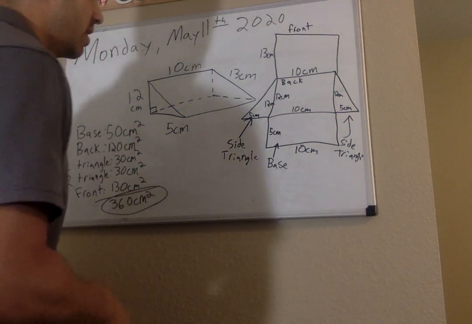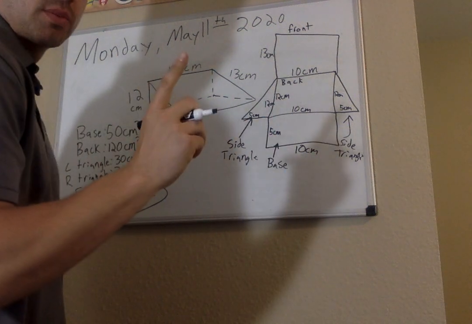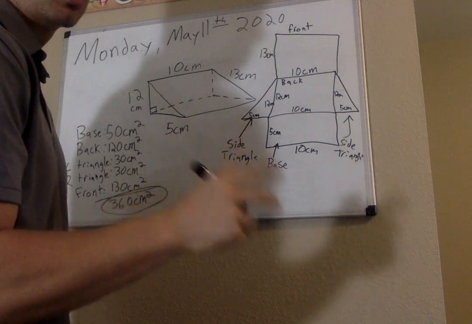Alright, so that's the area of this kind of irregular triangular prism. It's also your first problem of your homework. I'm going to have some more videos going over the rest of them.